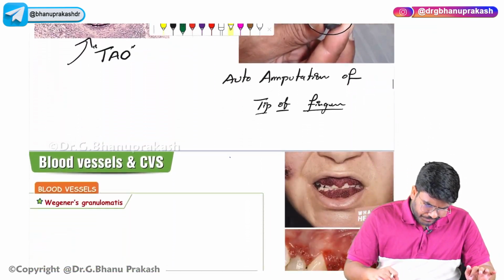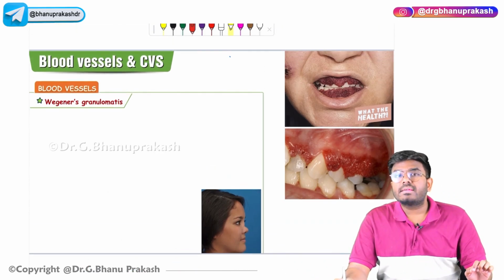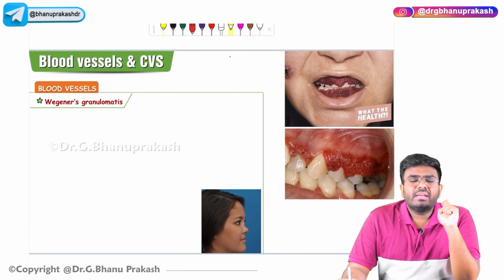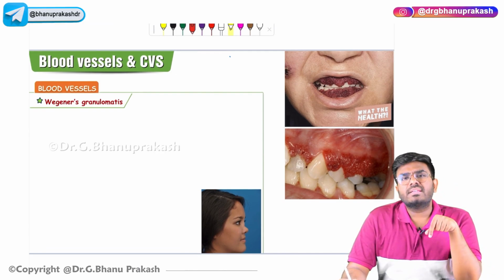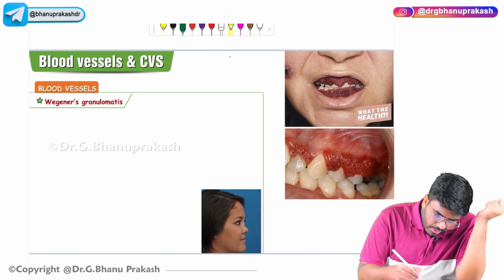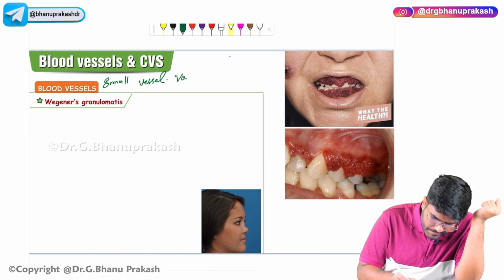And the next type of vasculitis which I want to discuss is Wegener's granulomatosis. Okay. Now the question is, Wegener's granulomatosis, is it a large vessel vasculitis, medium vessel vasculitis or small vessel vasculitis? Now we are entering into small vessel vasculitis. Okay, it's an example of small vessel vasculitis.